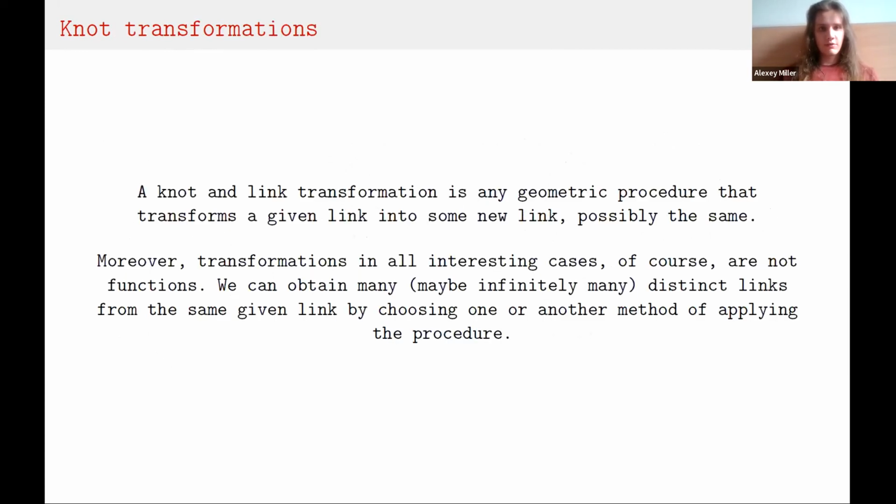A knot and link transformation is any geometric procedure that transforms a given link into some new link, possibly the same. Moreover, transformations in all interesting cases, of course, are not functions. We can obtain maybe infinitely many distinct links from the same given link by choosing one or another method of applying the procedure.